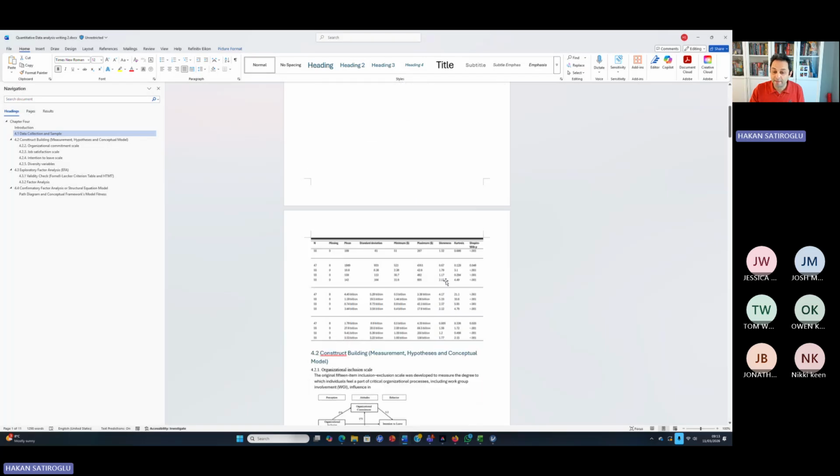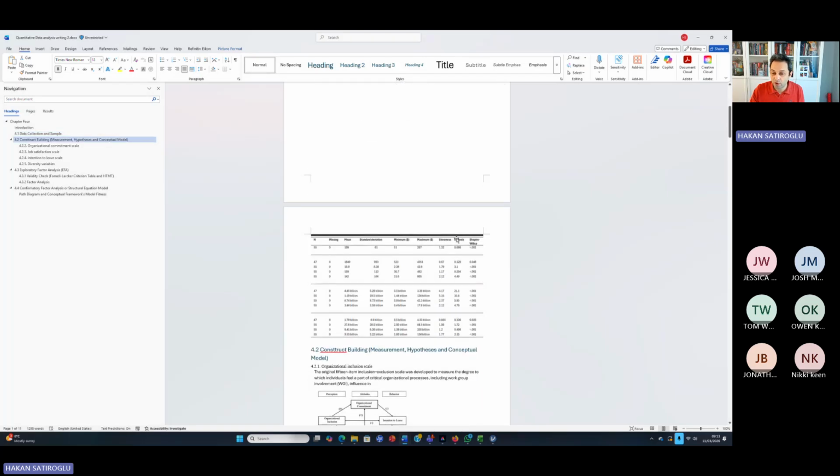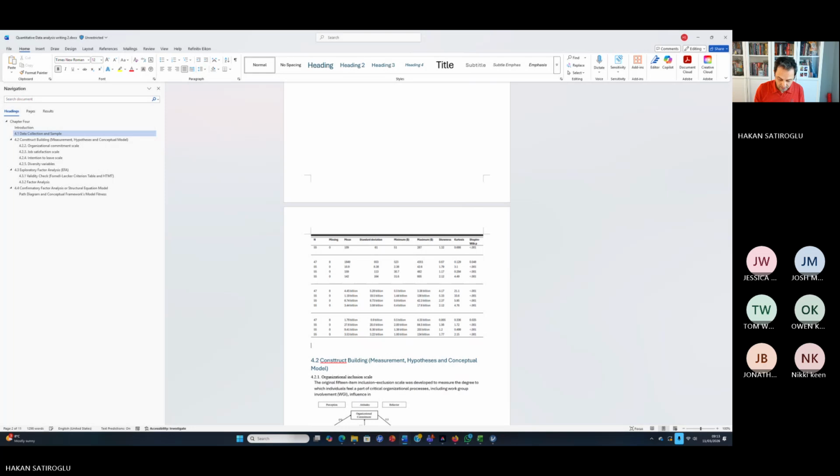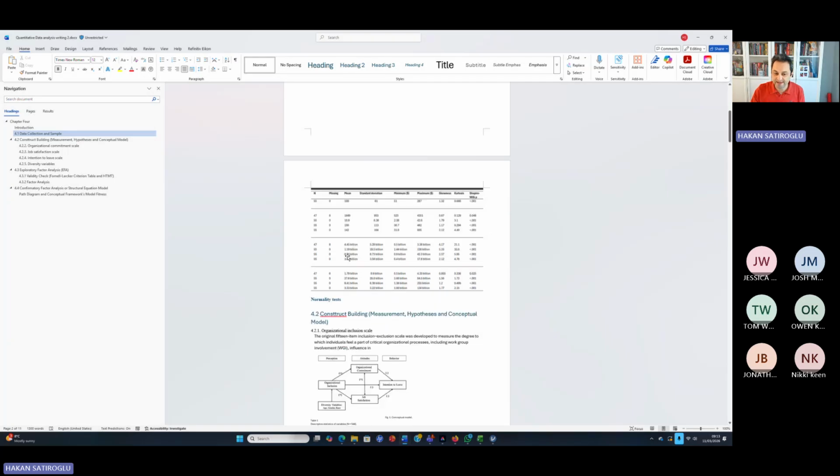Then maybe you need to bring skewness and kurtosis and the Shapiro-Wilk test. These are normality tests, okay? I'm going to write here normality tests. It's nice to show them. Okay, these are descriptive statistics.